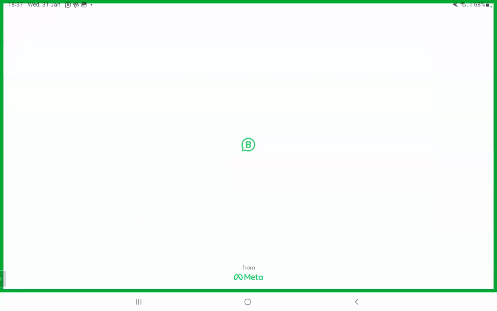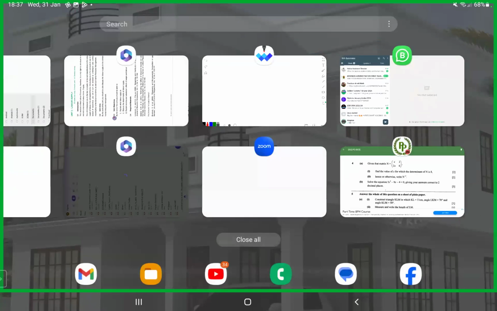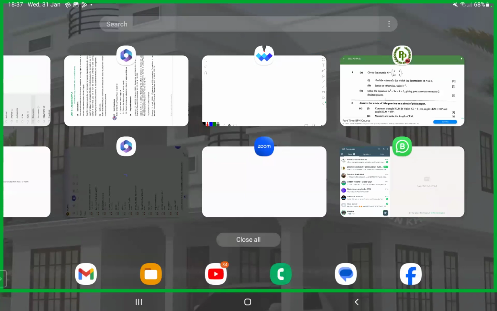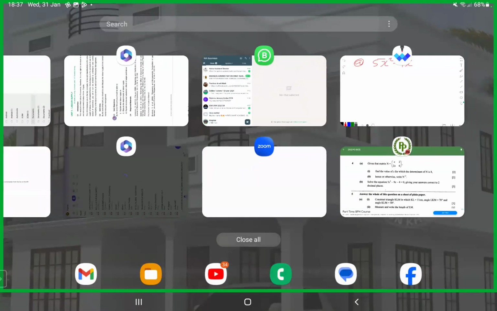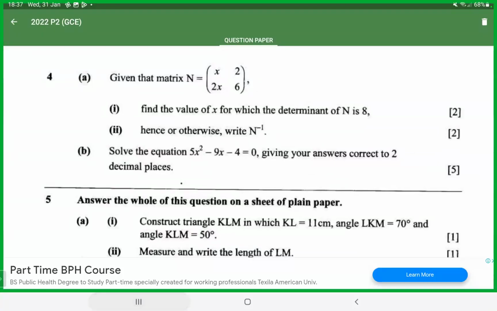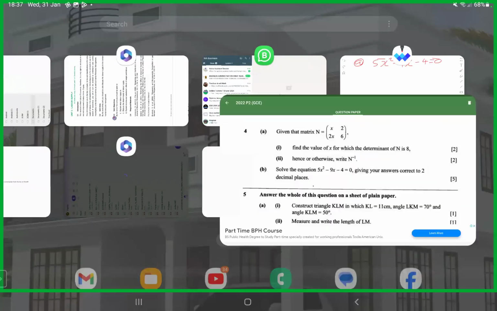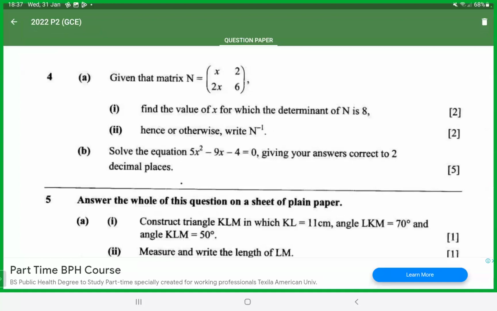It is 5x squared, sorry. Let's write 5x squared minus 9x minus 4 is equal to 0. The question says, give your answers correct to 2 decimal places. This is the question we have, an exam question.